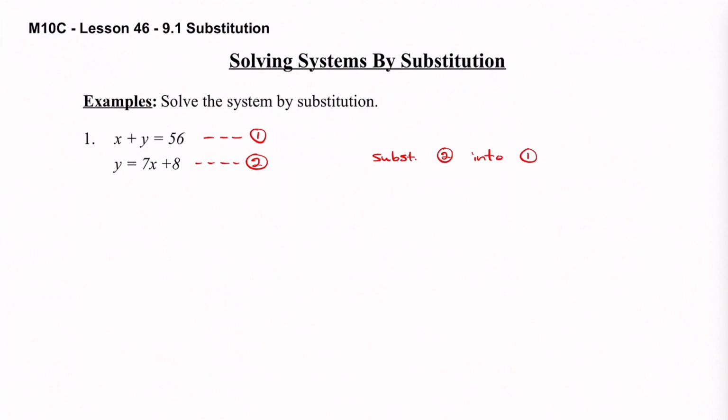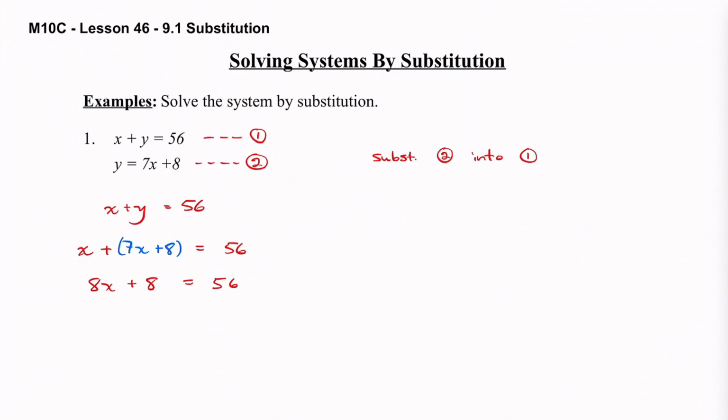Equation number 1 was x plus y equals 56, but now the y is going to change. So it's going to be x plus, and then the y was 7x plus 8. I'm just going to put it in there like that, and then equals 56. Now this equation only has x's, which means I can solve it. I have an x plus a 7x, so in total I'm going to have 8x, and then plus 8 equals 56.